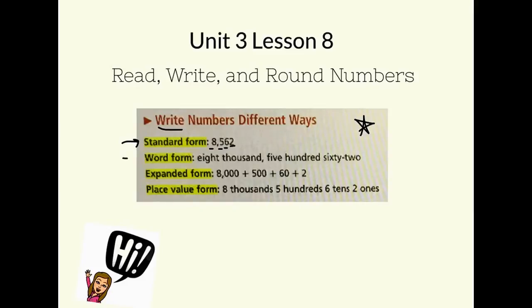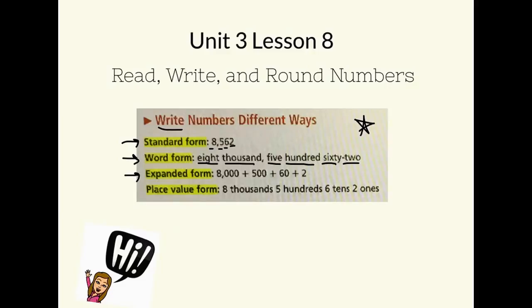The next form we could use is called word form, where we write exactly what we say, but in word form instead of using numbers. So here it's written out, 8,562. Exactly what I say when I read the number aloud, but instead using words.